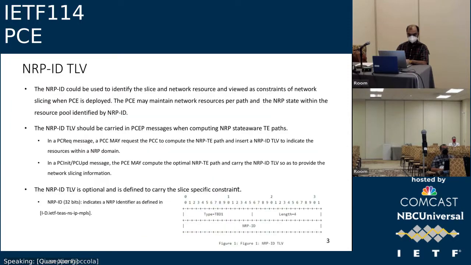So for the PCEP extension, we propose the NRP ID TLV. It can be used to identify the slice and the network resource and be used as a constraint over network slicing when PCE is deployed. The PCE may maintain network resources per path and the NRP state within the resource pool identified by the NRP ID. So the NRP ID TLV should be carried in PCEP messages such as the PCReq message, PCInitiate message, and the PCUpdate message. The NRP ID TLV is optional and defined to carry the slice-specific constraint. The definition is the same as the NRP ID in the IETF's MPLS document.